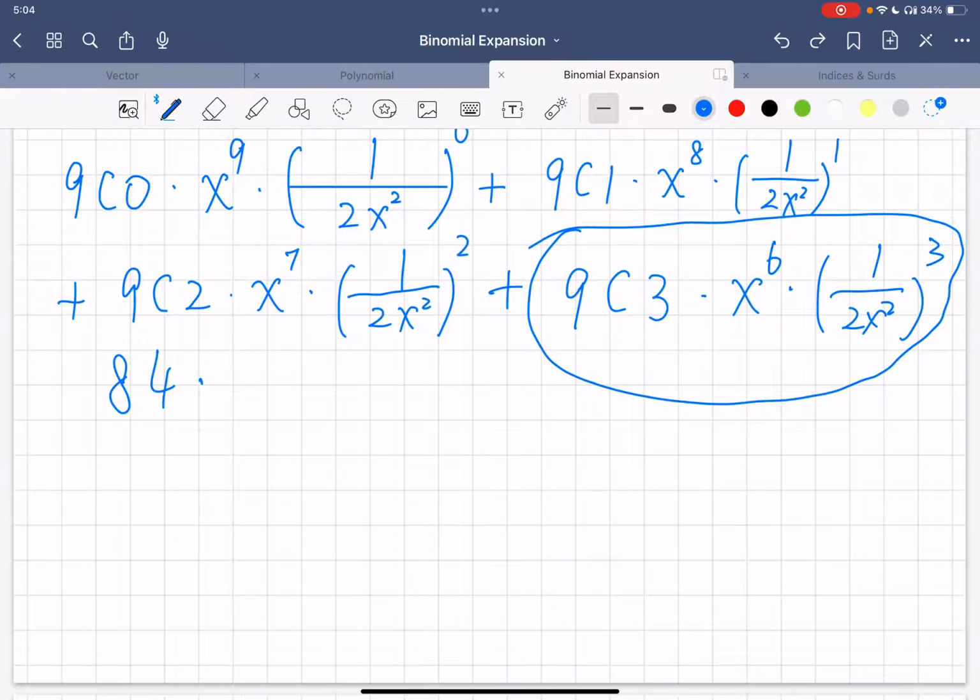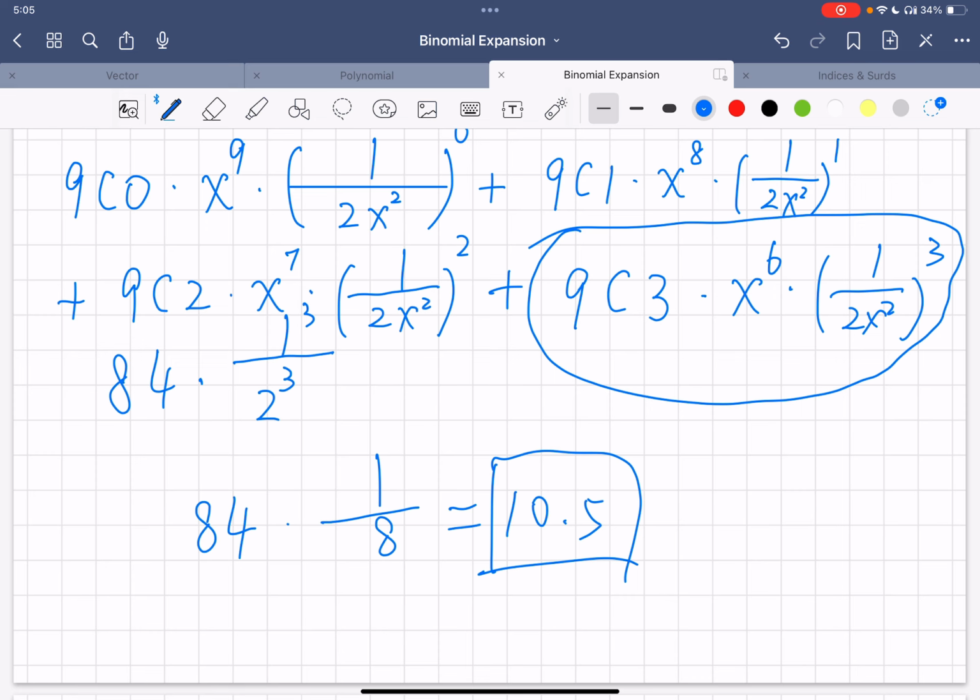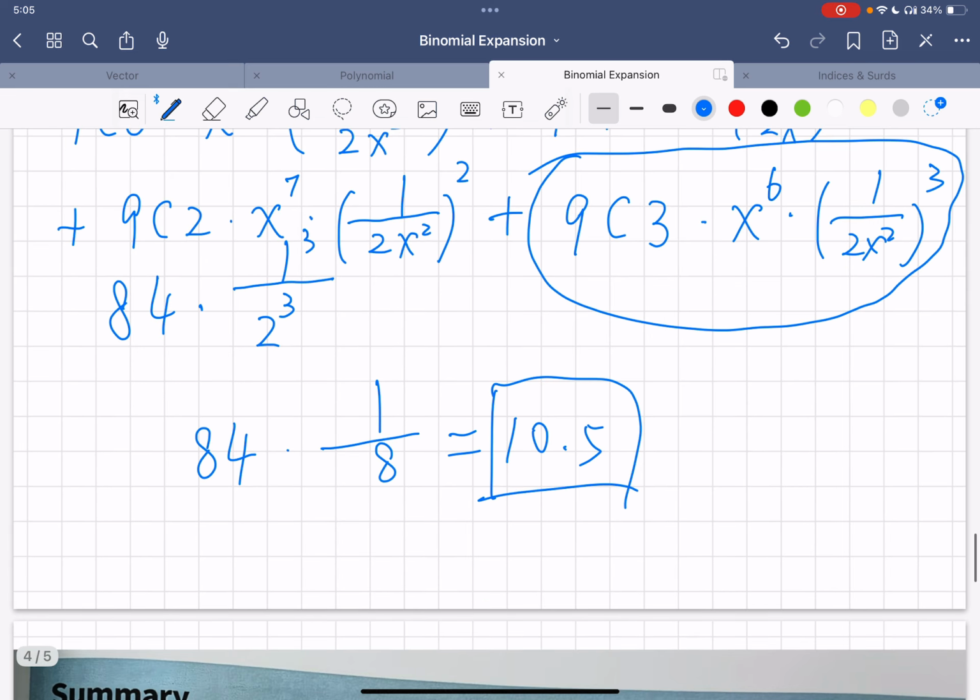So that is 2 to the power 3 and 1 to the power 3. That is 84 times 1 over 8. Okay, so 84 divided by 8 equals 10.5. So that is the coefficient, or the term independent of x. Alright, so we successfully solve it.